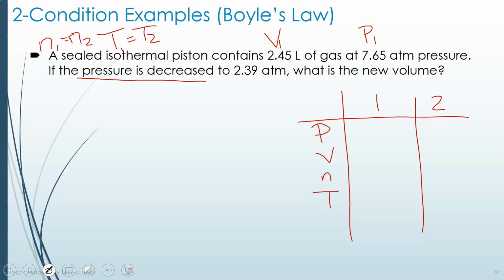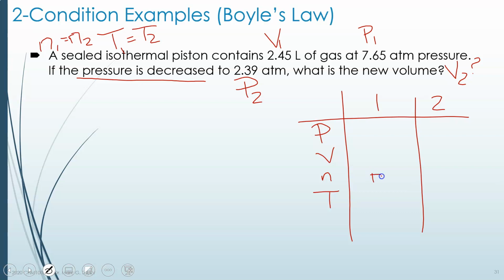And it says the pressure is decreased to 2.39 atmospheres, so that's your final pressure. What is the new volume? So our new volume is our unknown. And we can write this right on the problem if you have it on paper. If it's on computer, you're going to have to do this as a separate table. But you now make your table and you fill in your values.